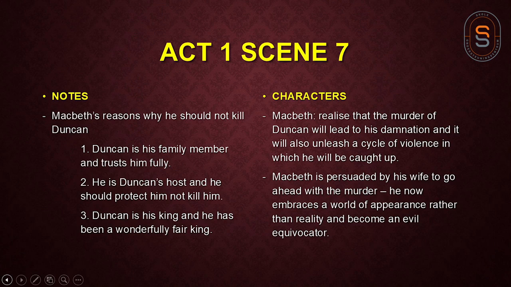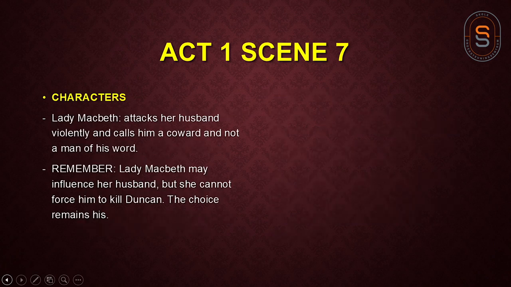Macbeth is persuaded by his wife to go ahead with the murder. He now embraces a world of appearance rather than reality and becomes an evil equivocator. Lady Macbeth attacks her husband violently and calls him a coward and not a man of his word. Always remember, Lady Macbeth may influence her husband, but she cannot force him to kill Duncan. The choice remains his.